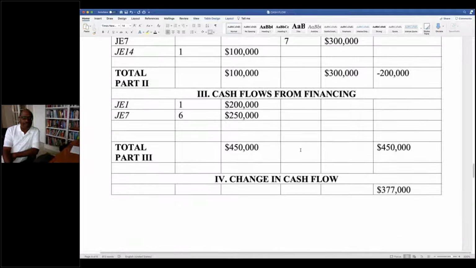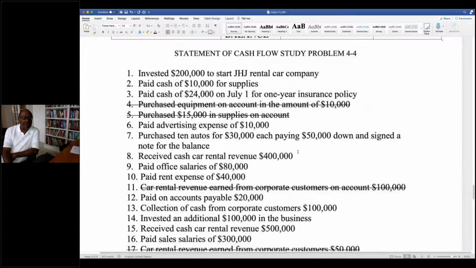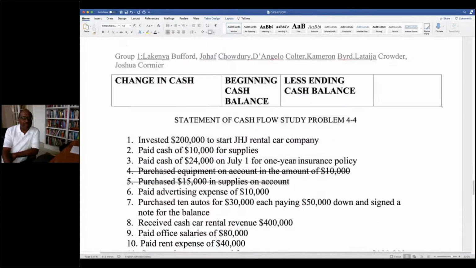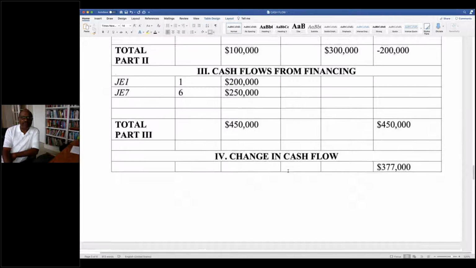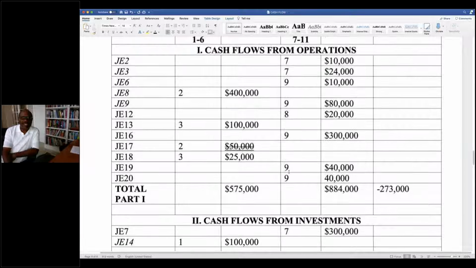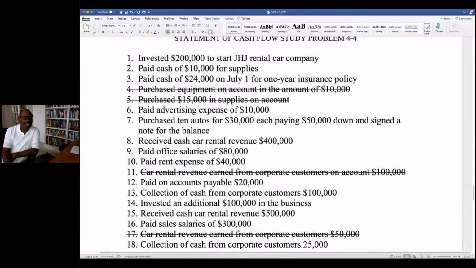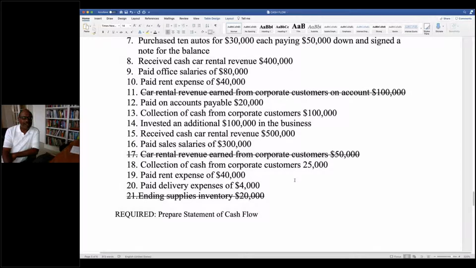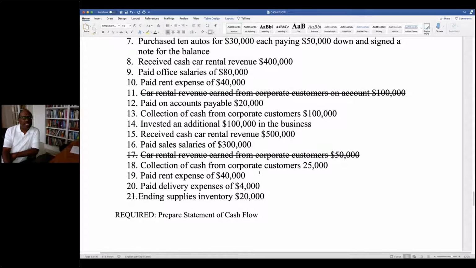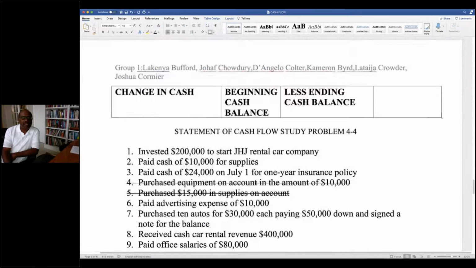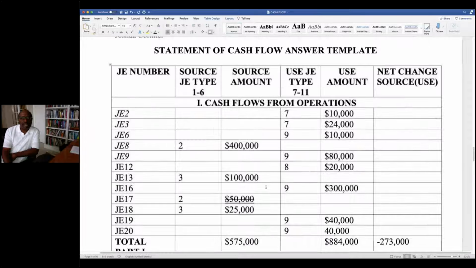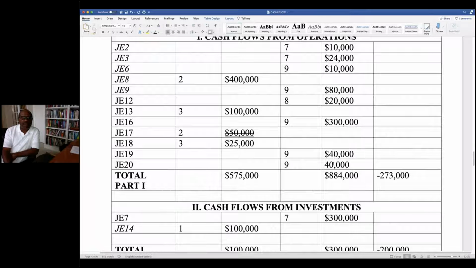This one might look a little different. Paid delivery expense of 4,000. Guess you got happy with zeros. But paid rent expense and then paid delivery expense. Yeah, you got happy with zeros. That I did. I was probably moving too fast.